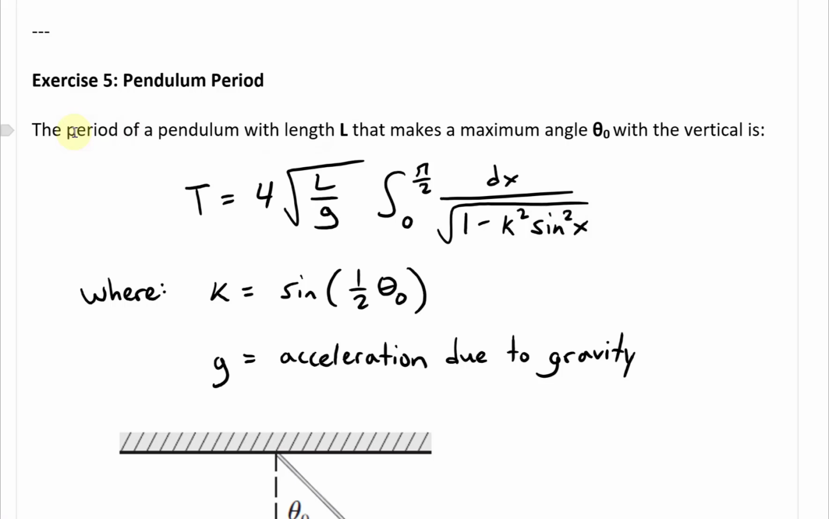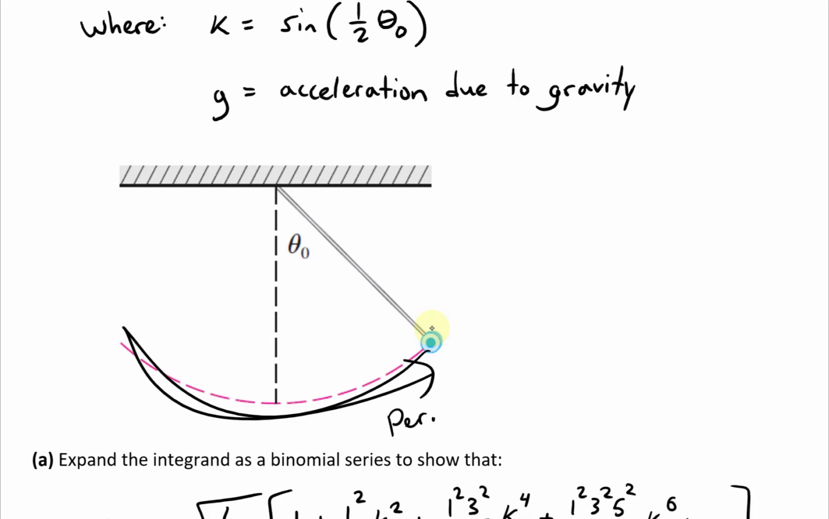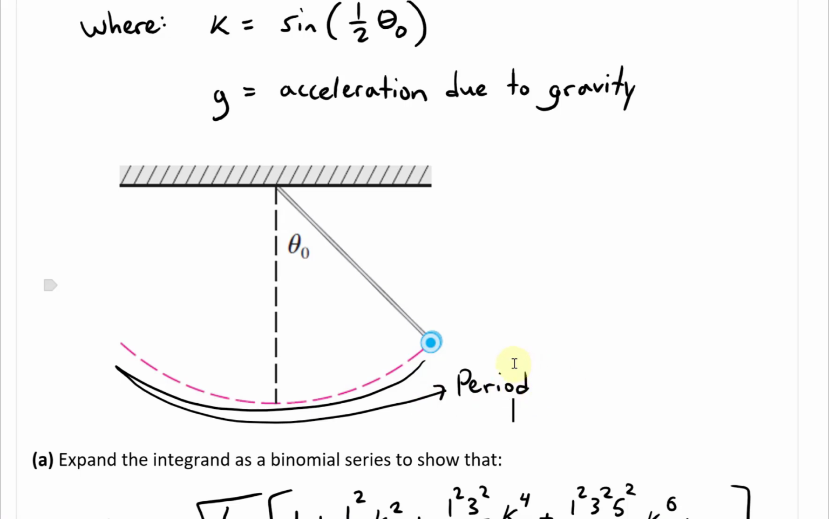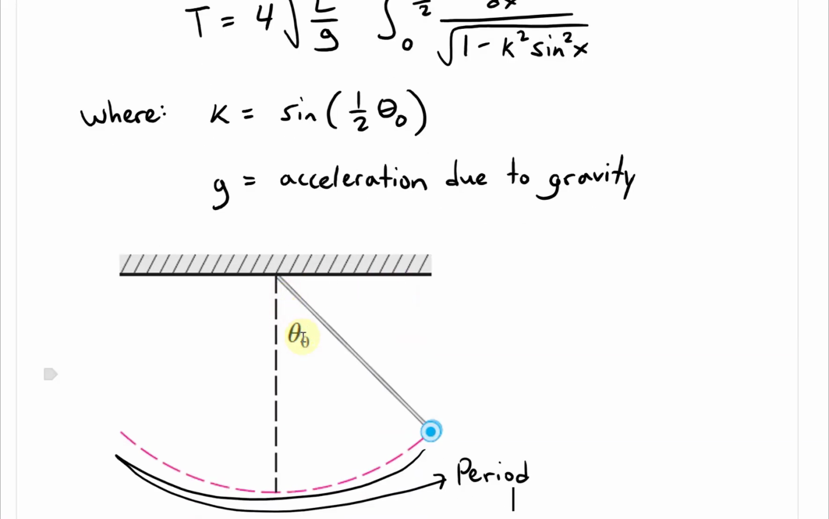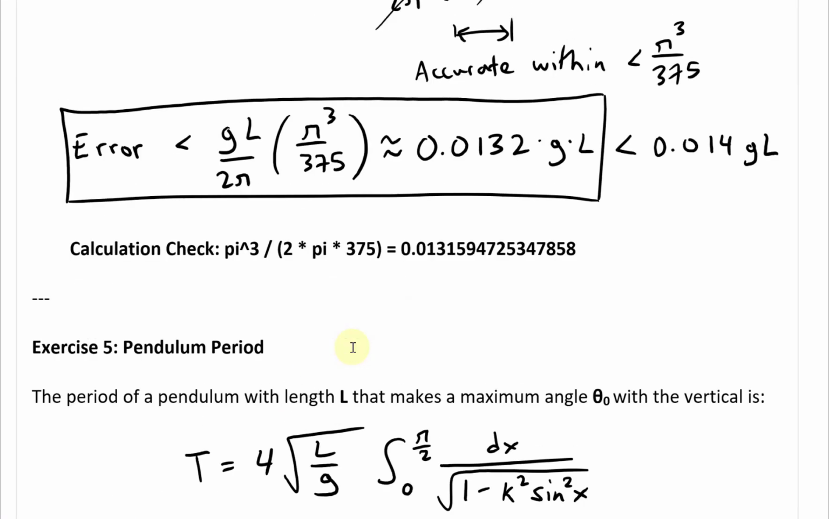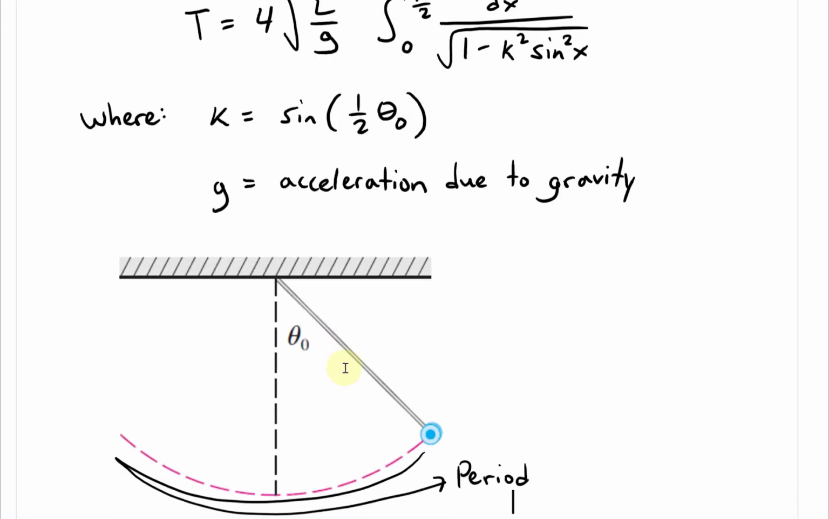And again, the period is just the time it takes to go back and forth. So back and then forth is one period. And here, I just drew that better there. And so this k value is equal to sine of 1/2 theta naught. And again, this angle is the angle between where the pendulum is and the vertical, so that arc length across there. So the angle with the vertical. And then g is the acceleration due to gravity.